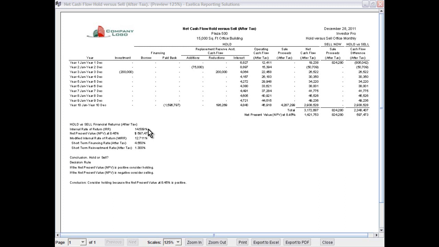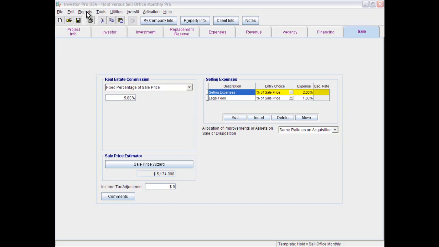The internal rate of return is 14.509 after tax if we hold compared to selling. We were looking for a desired return of 8.45%, and since the net present value is positive, we should consider holding the property. And in fact, down the bottom it gives you the conclusion. Consider holding because the net present value at 8.45% is positive. That's the essence of hold versus sell analysis.